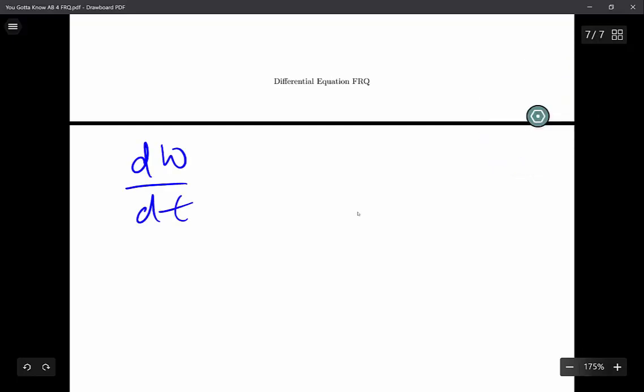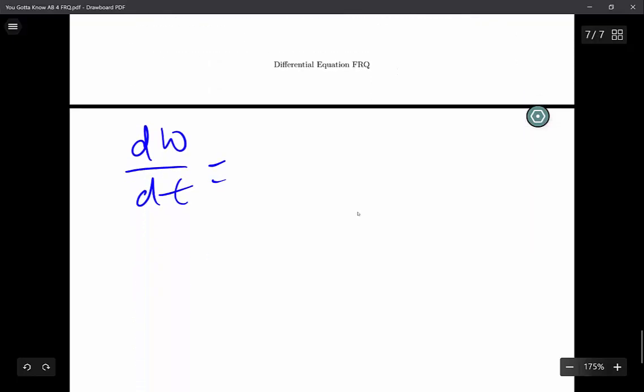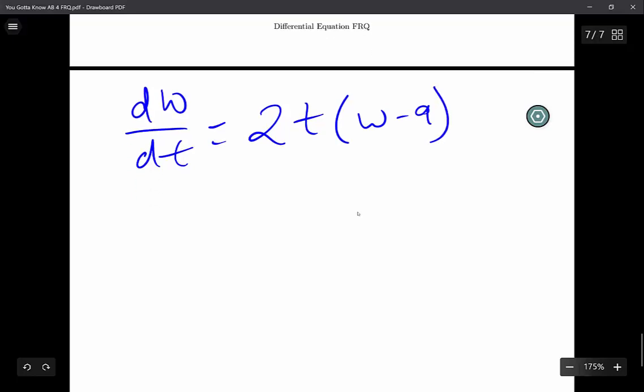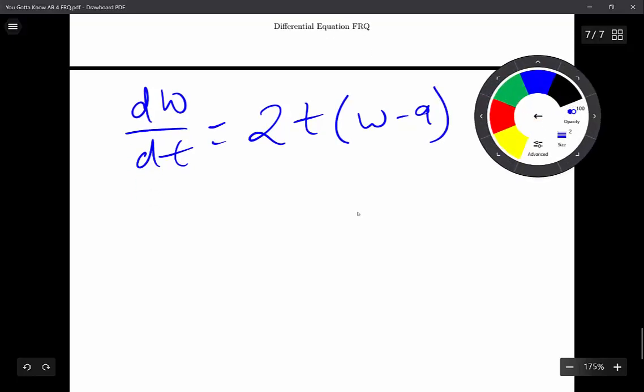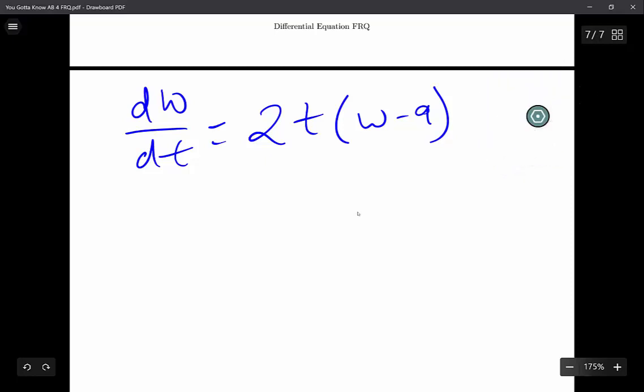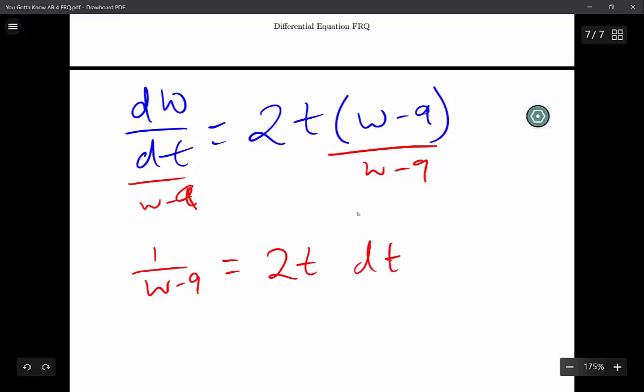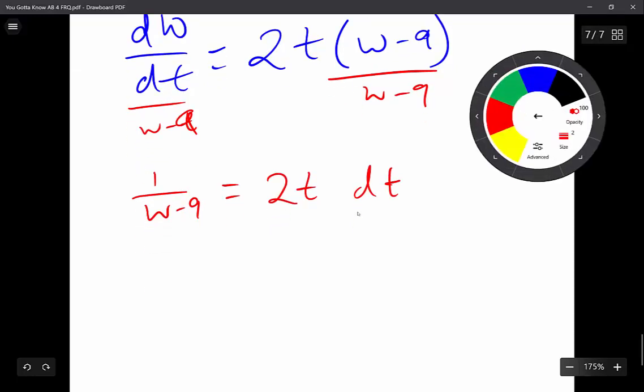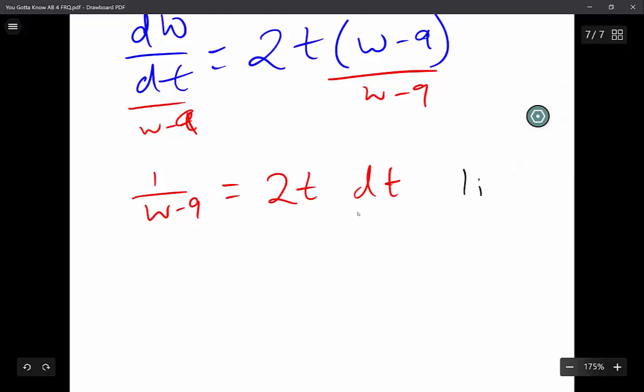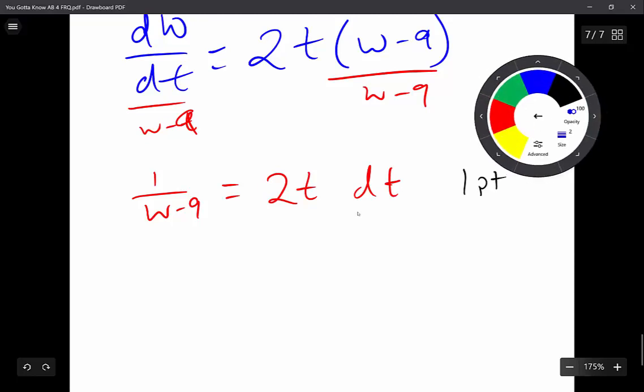So dW/dt equals 2t times (w minus 9). So we're going to divide both sides by w minus 9. Anything with a w, if it's in parentheses or if it has like w minus 3, w plus 2, you have to divide that entire thing. All right, and then multiply both sides by dt. So you get 1 over (w minus 9) equals 2t dt. That's the part you have to do on your own, okay? There's no getting around that. This is worth 1 point, or should be worth 1 point.